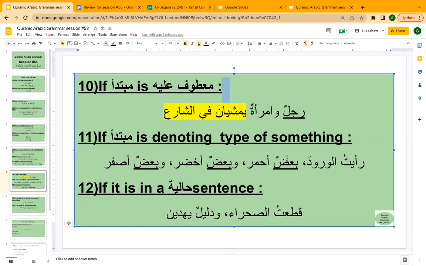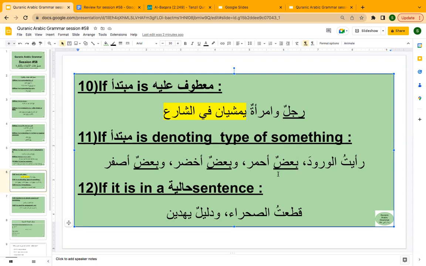Badun ahmaru. Now comes another sentence. Some of them are red, and some are green, and some are yellow. So when I'm describing different types of something, it is allowed for me to keep my mubtada common, because this is not a verse. It's a regular Arabic sentence.